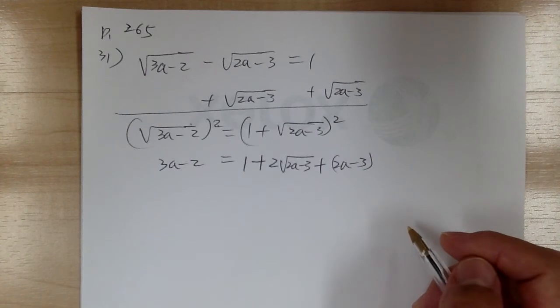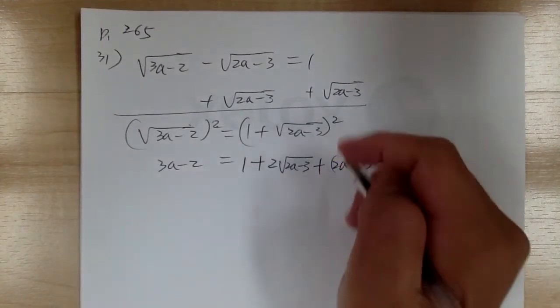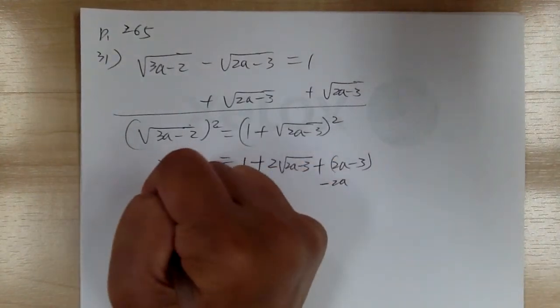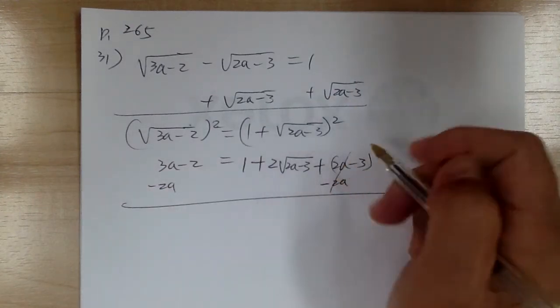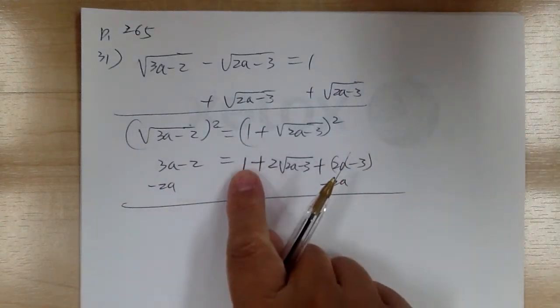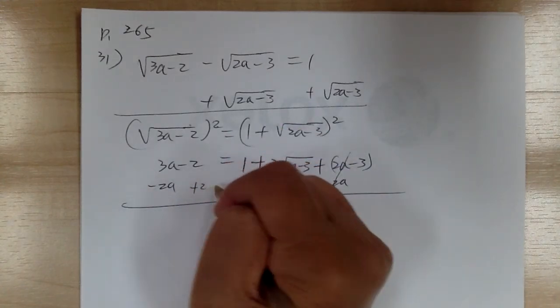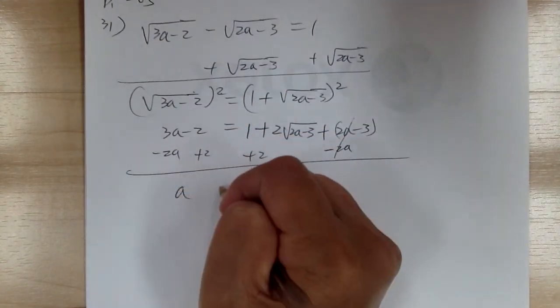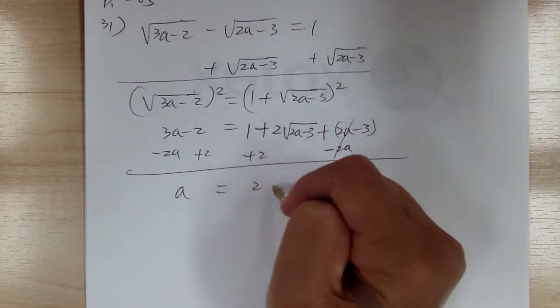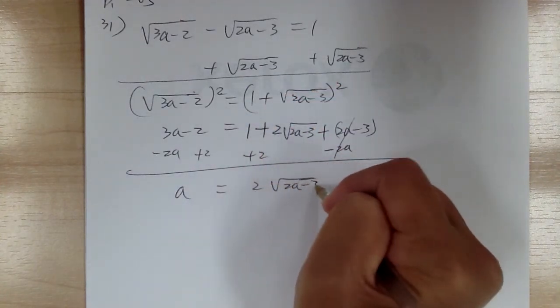Okay, so now we're going to isolate this radical. Let's minus 2a on both sides. So that takes care of this one. Then you got 1 minus 3, so that's negative 2, so you need to plus 2 on both sides. So you end with a equal to 2 square root of 2a minus 3.